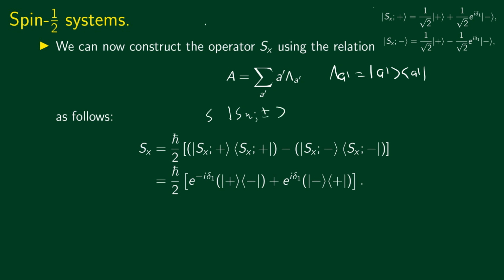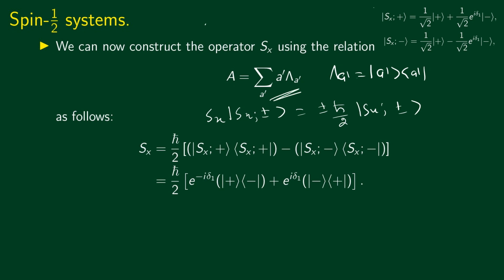The eigenvalue equation can be written as Sx acting on Sx plus or minus is equal to plus or minus h bar by 2 times Sx plus or minus. This means that we have two eigenkets here, Sx plus and Sx minus. One corresponds to the eigenvalue plus h bar by 2 and the other to minus h bar by 2. So we can first write Sx in terms of these eigenkets, Sx plus and Sx minus.